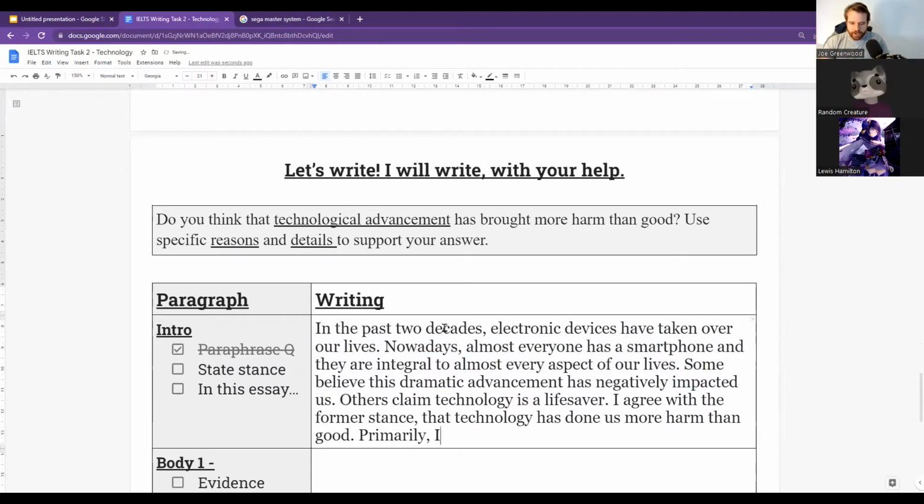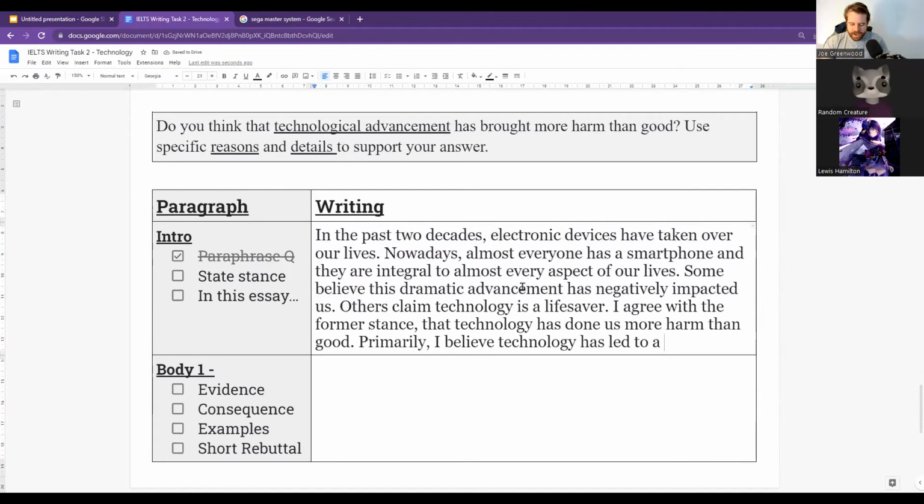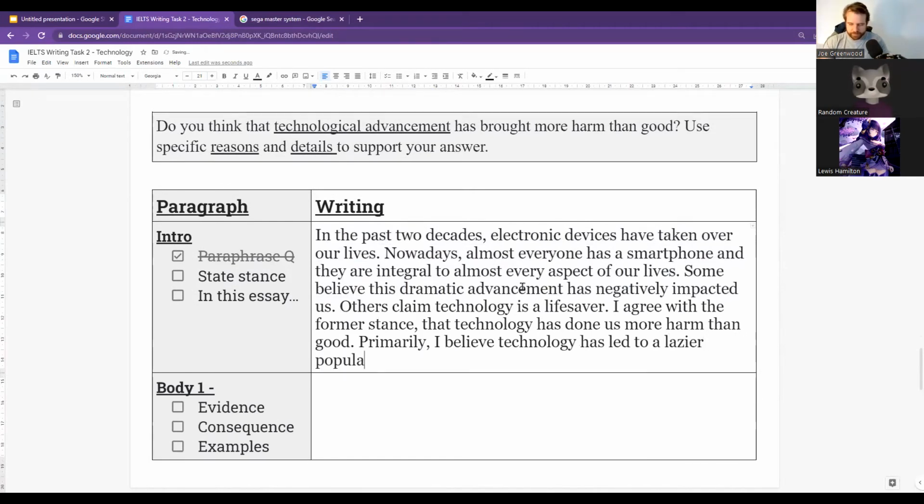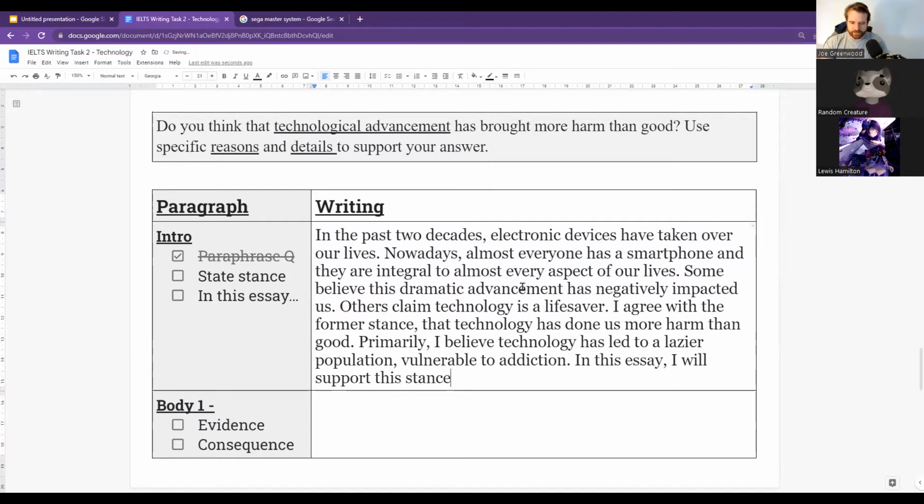Primarily, I believe technology has led to a lazier population vulnerable to addiction. In this essay, I will support this stance with examples and evidence. There we go. Done. I've stated the stance. I've said what I will do in this essay.